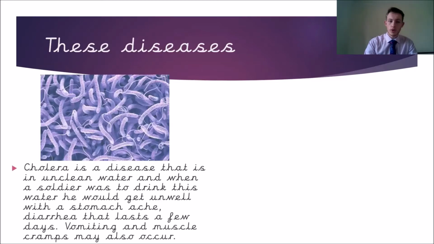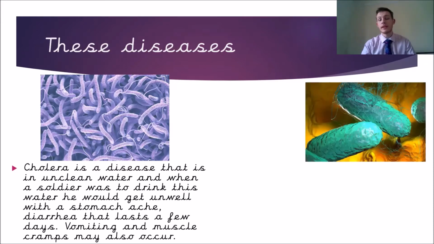So on this side, we've got cholera. Cholera was a disease that was found in unclean water. When a soldier had a drink, this water would make him very unwell. They'd have stomach aches, diarrhea that could last for a few days, potentially vomiting, and muscle cramps as well. So it was a really horrible disease that you'd get from unclean water.